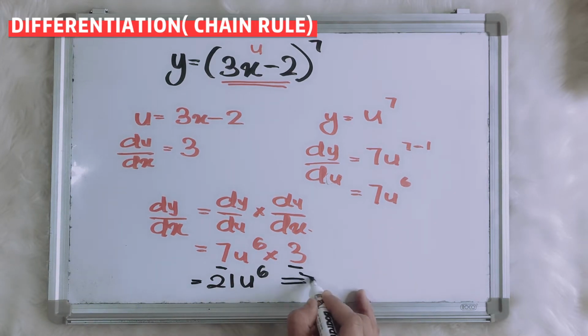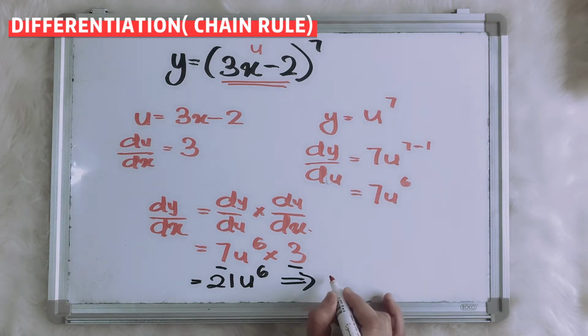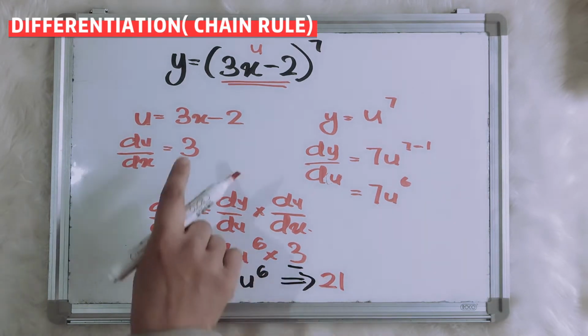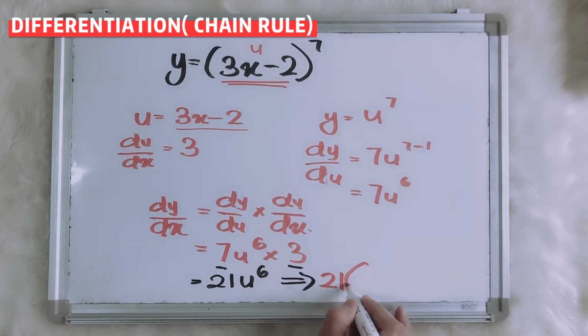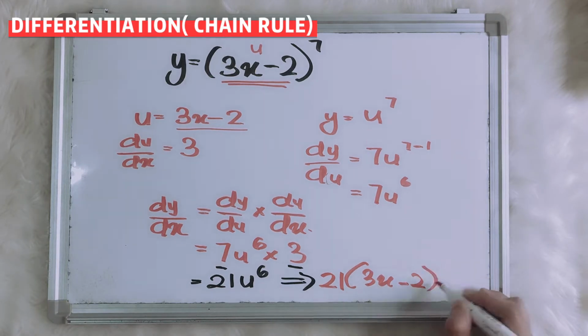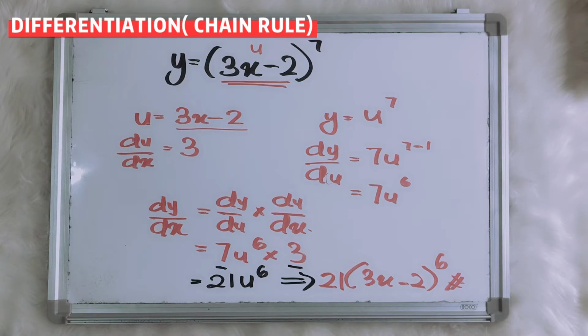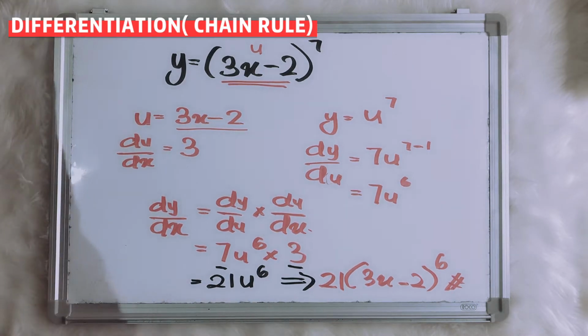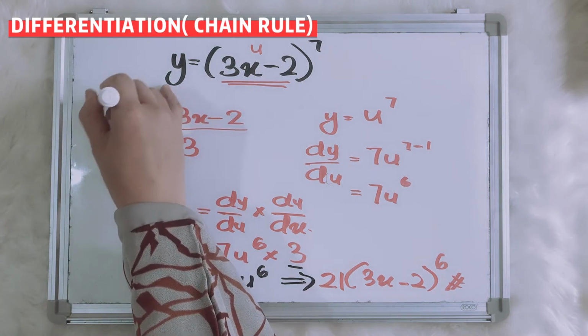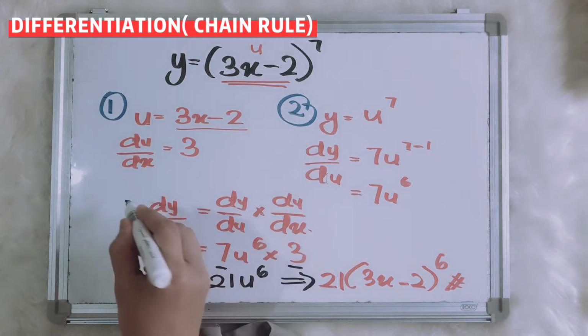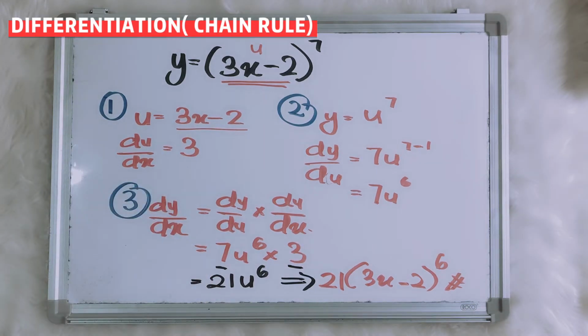So that means it's 21, and you copy this: (3x minus 2) power of 6. That means you have the first step, second step, third step.